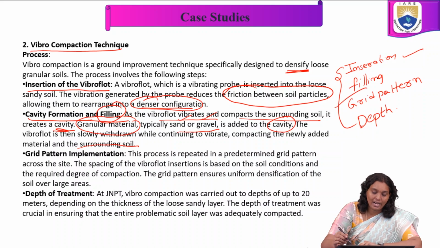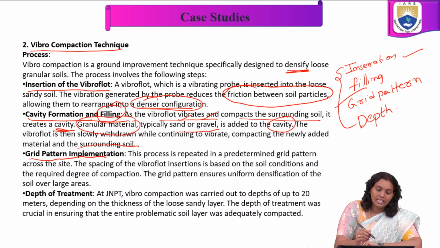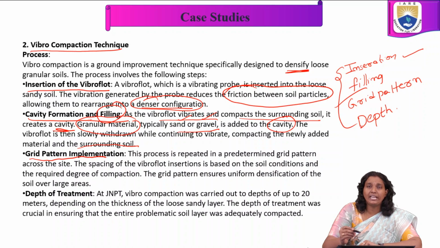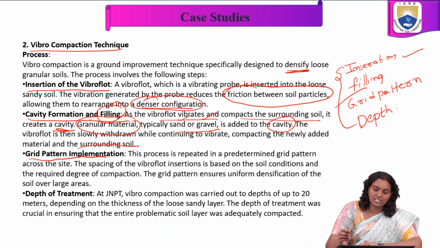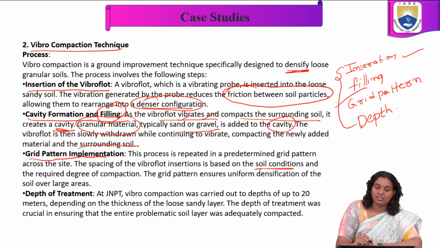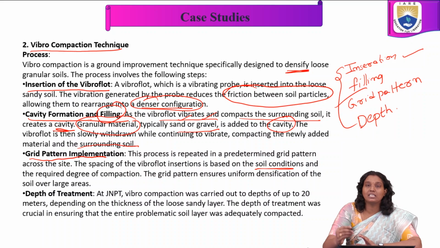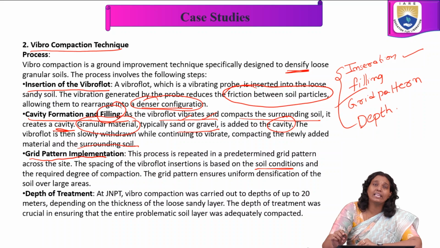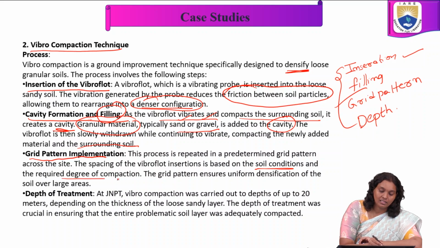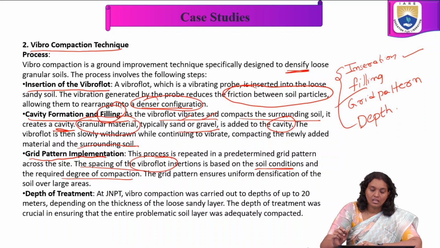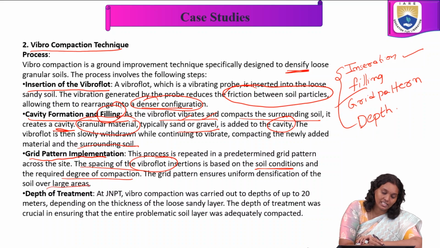The next step is the grid pattern implementation. This process is repeated in a predetermined grid pattern across the site. The spacing of vibro float insertions is based on the soil conditions. So in this grid pattern, how much spacing there is between one insertion and the next depends purely on the soil conditions and the required degree of compaction. The grid pattern ensures uniform densification of the soil over large areas.